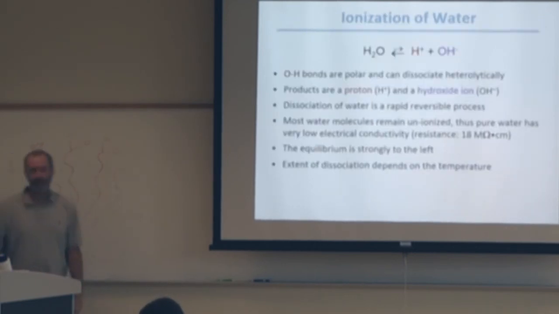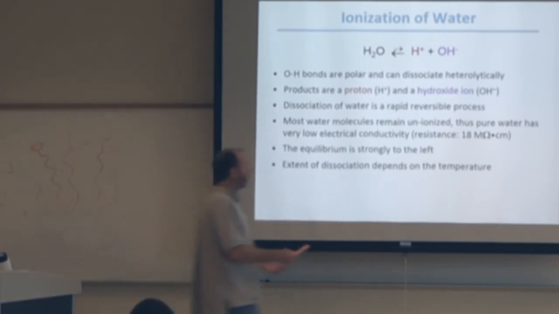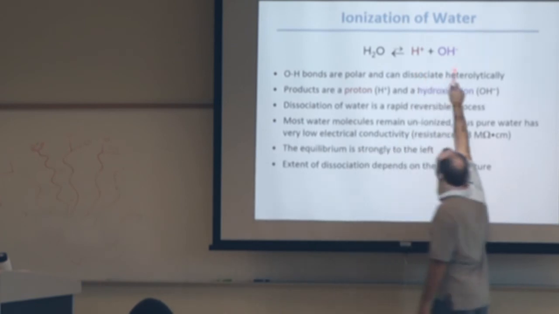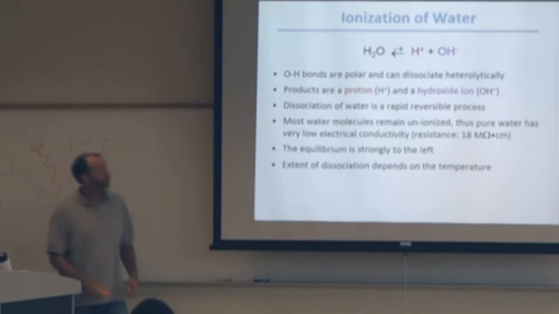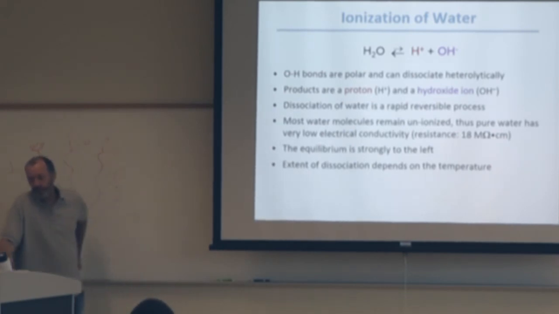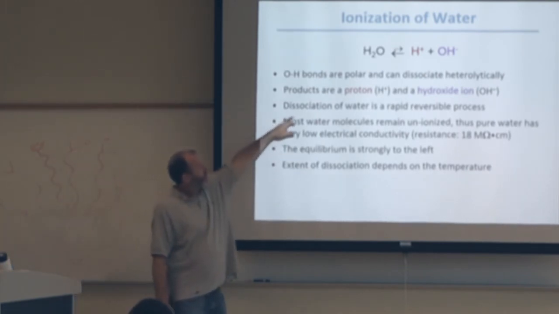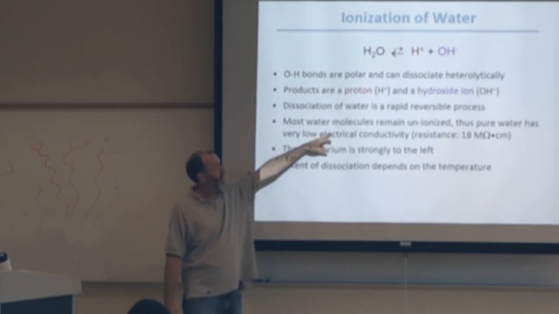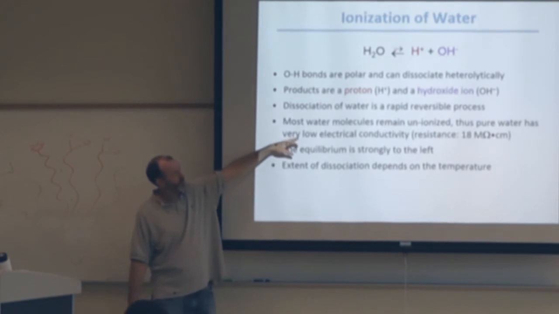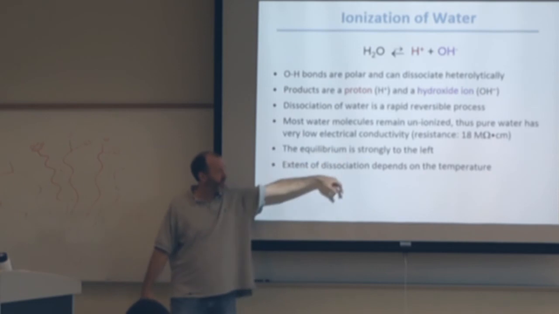So ionization of water. Here we get to the acid-base chemistry, right? We know water can ionize to form hydronium and hydroxide. So the OH bonds are polar and can dissociate heterolytically, producing protons and a hydroxide ion. So that makes water an acid and a base. Dissociation of water is a rapid and reversible process. Most water molecules remain unionized, thus pure water has very low electrical conductivity.